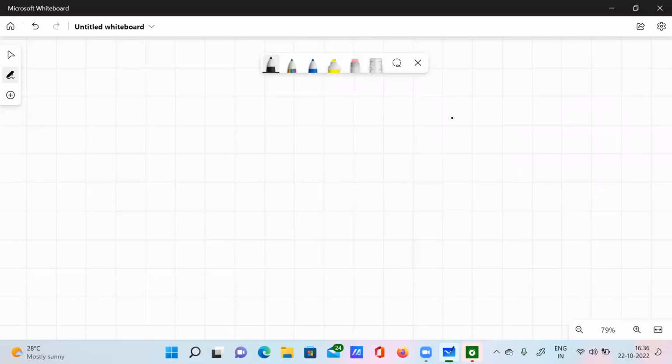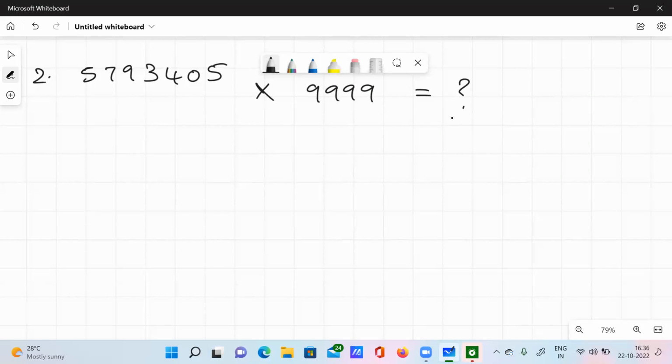Now I'll give you another problem, which is 5793405 into 9999 is equal to how much? This is the question here. So how to do that? First, this is a huge number, right? If you want to multiply this by the traditional method, it would take a lot of time. So I won't recommend it.